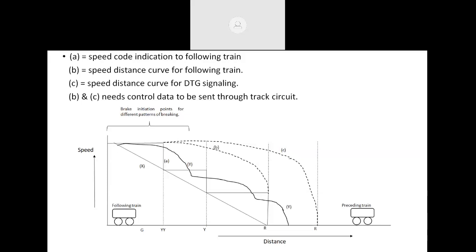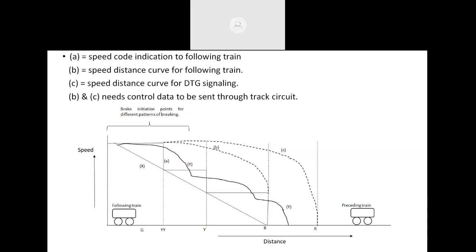Then next, instead of transmitting the R here, you transmit the position of the second R, so that I know I am transmitting a position, I can accurately calculate, and I can stop. So that is the curve C. That means you can see here, the curves are getting shifted to the right. As the generations of these train control systems improve, the braking curve keeps shifting to the right, which means an increase in capacity of the train operation.